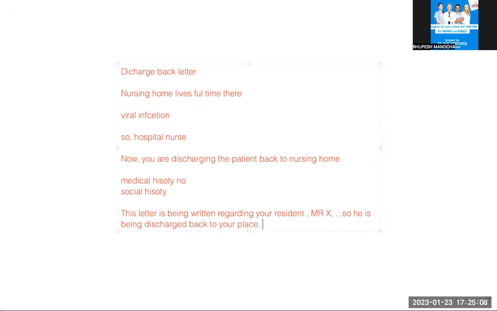Now it is also an advisory letter as well. Now once he reaches there, please understand, how will you give them instructions? In the last line of the first paragraph: once he reaches there, you are advised to follow a few instructions for his speedy recovery.